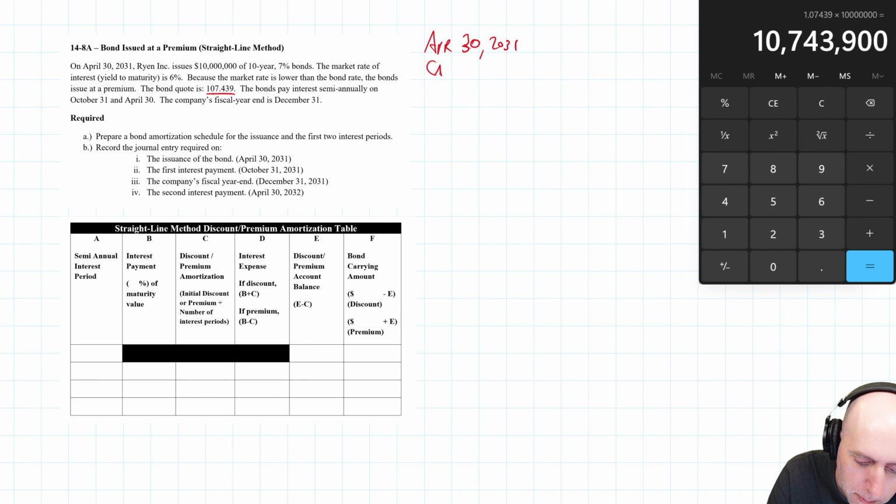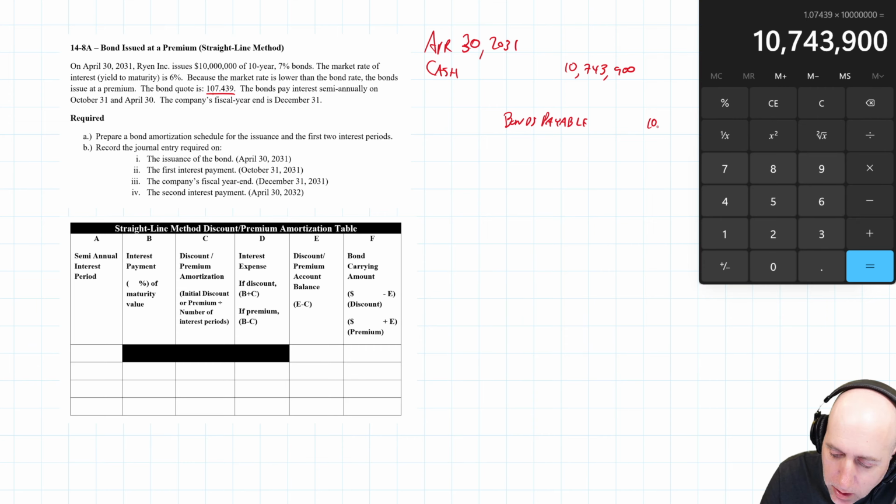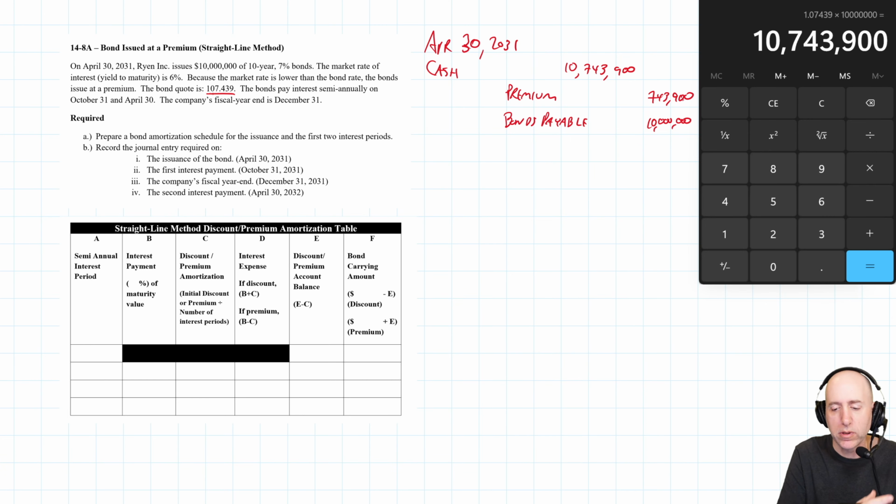So the journal entry here on April 30th is the same whether we were doing straight line or effective interest. We're going to debit cash of $10,743,900. We're going to credit bonds payable, $10 million. And we're going to credit premium, $743,900, and that reduces our interest expense over time. Okay, so that's April 30th.